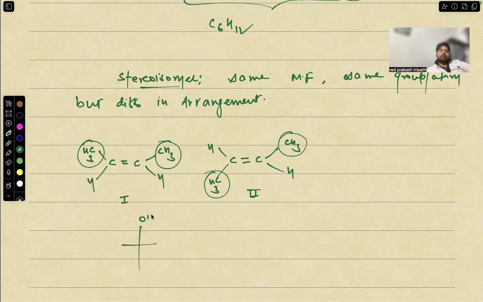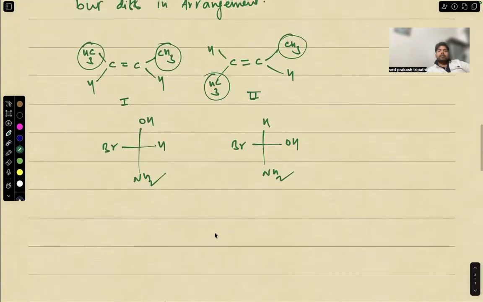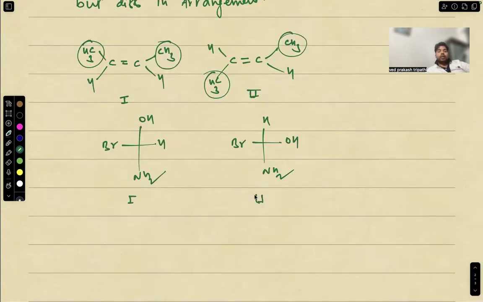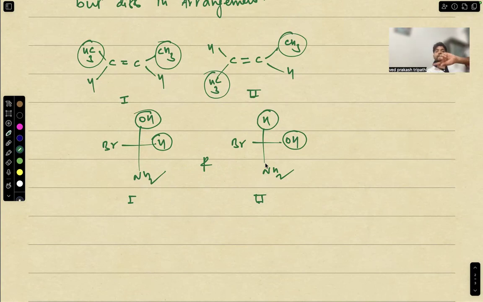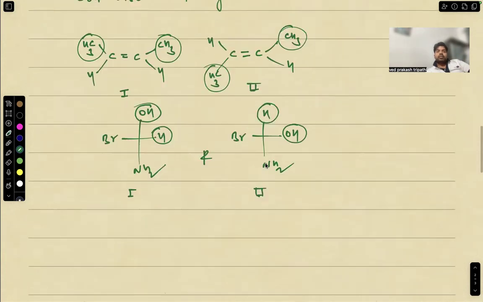Look at this one. You can see here the groups are, sorry, the groups are same, but arrangement is different. You can say OH is vertically up, horizontally right. Hydrogen is horizontally right, hydrogen is vertically up. So this is also a stereoisomer. So simply we can say the stereoisomer has same group or atom, but difference in direction, difference in projection, difference in arrangement. Okay. So this is called stereo.